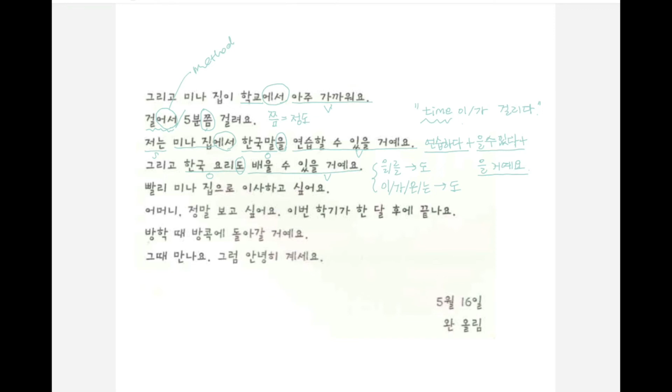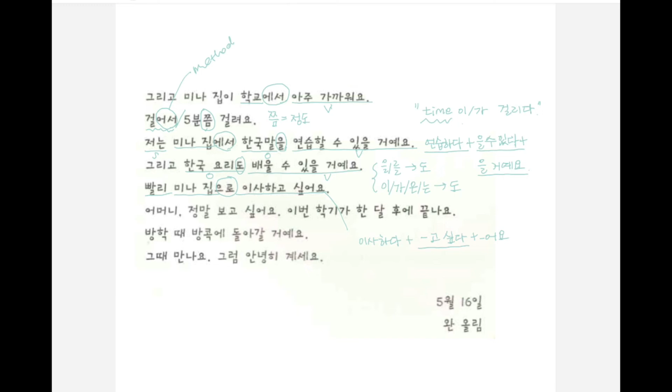자, 빨리 미나 집으로 이사하고 싶어요. There's no subject as well. Where's the verb? 여기, 이사하고 싶어요. Shall we analyze it? Where's the base form? 이사하다. Plus, 싶다, plus, 어요, sentence ending. 자, 그래서, 고 싶다, how would you interpret it? Want to. So what does it mean? I want to move towards Mina's house quickly. I want to move into Mina's house quickly.